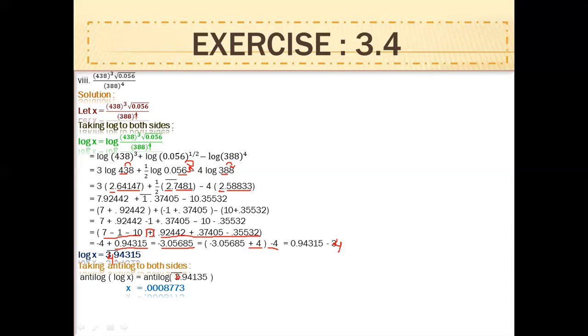We check 0.94 in the column of 1 and in difference 3. Because the characteristic is minus 4, so we put 3 zeros before the number, 0.008773. I told you if the characteristic is 3, then we put 2 zeros. If the characteristic is 2, we put 1 zero. Here characteristic is 4, so we put 3 zeros before the number and then we put the decimal on the left side.